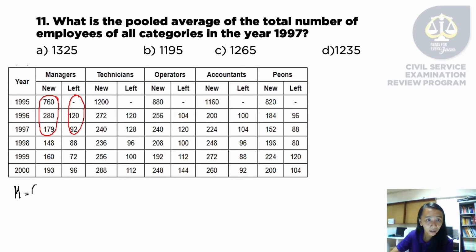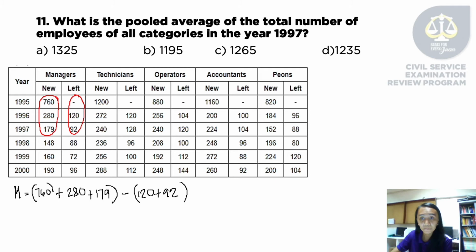Ilagay lang natin. I have 760, plus 280, plus 179 minus yung mga umalis na employees. Okay, I have 120 plus 92. Okay, kapag napag-add ko po lahat yan, kukunin ko yung aking difference. That will give me 1007. Okay, you just compute it manually.